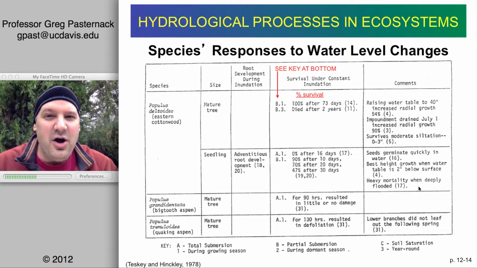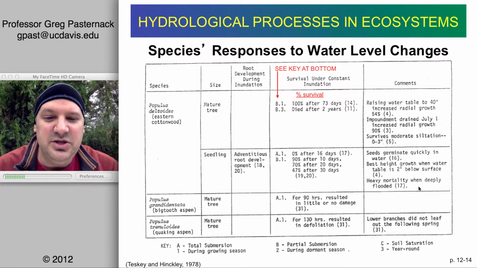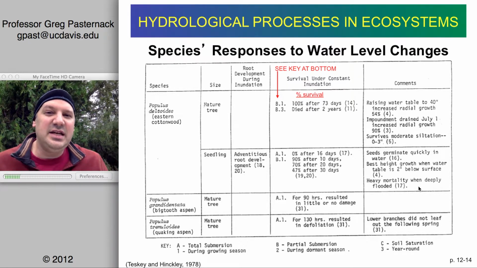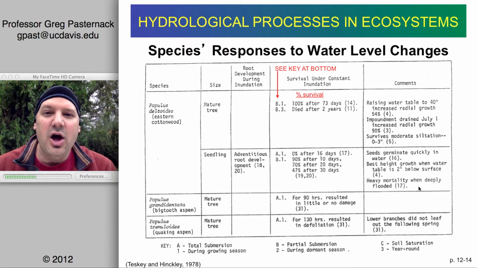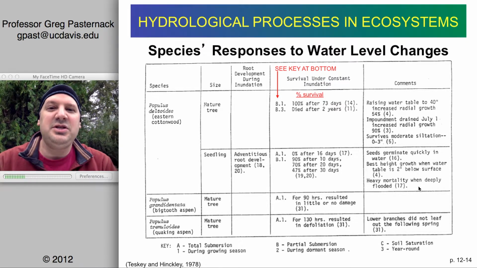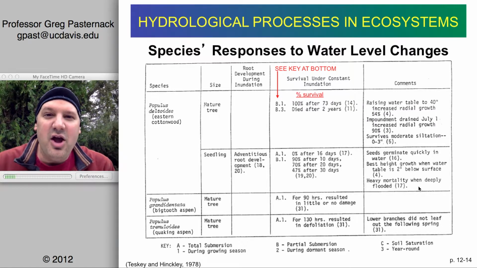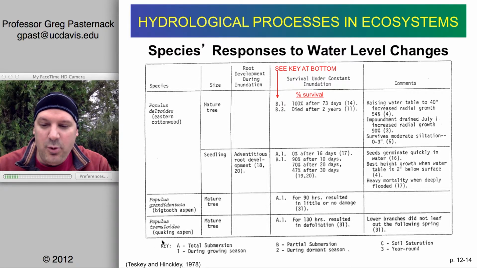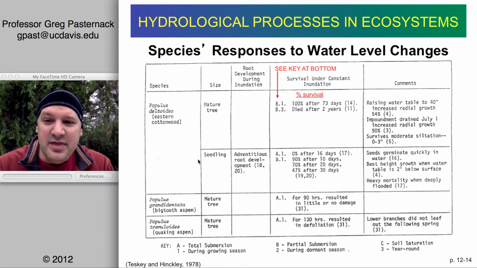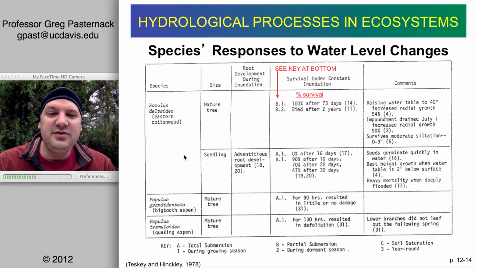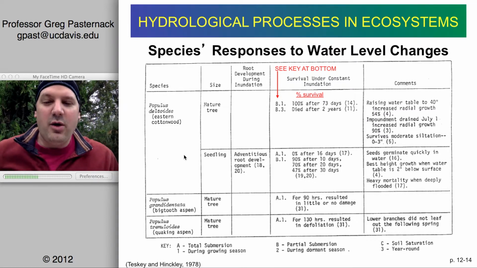In the way that I've gone into detail about a few of those species, people have actually done a very systematic analysis for a large number of different plant species to see how they cope, or if they cope, or how long it takes for them to succumb to waterlogging. There's a very nice report by Teskey and Hinckley from 1978 that goes through a whole bunch of different species and gives you the outcome of what will happen to them.